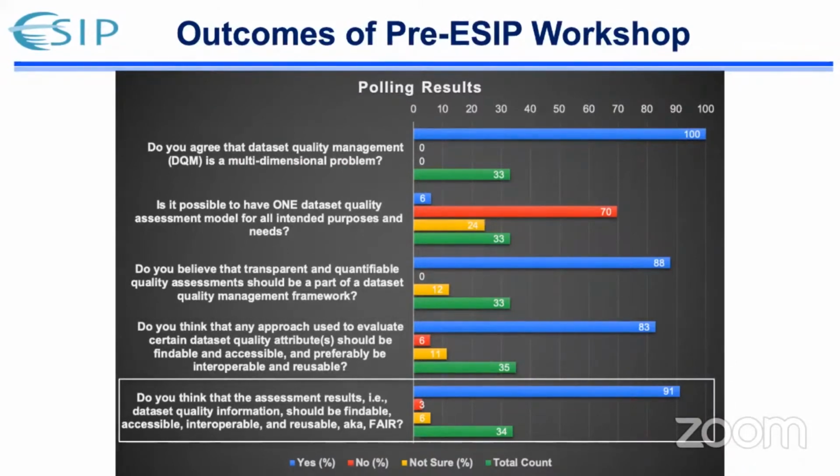And when asked if the assessment result, the dataset quality information, should be findable, accessible, interoperable, and reusable, also known as FAIR, 90% said yes, 6% not sure, 3% no.